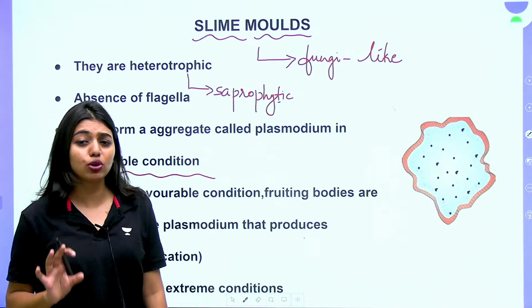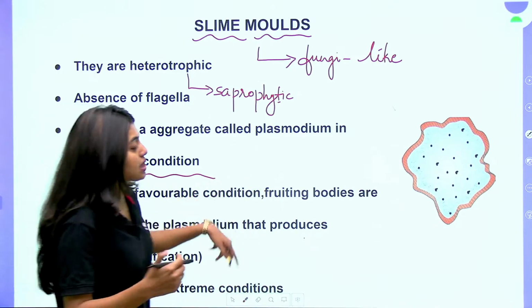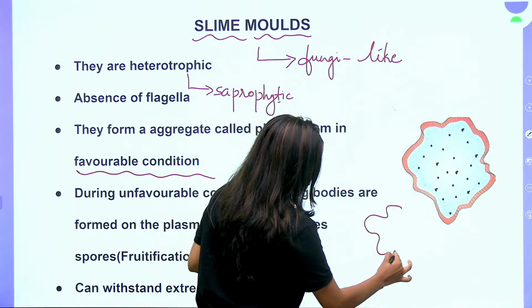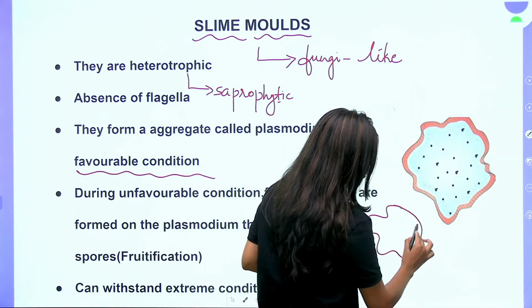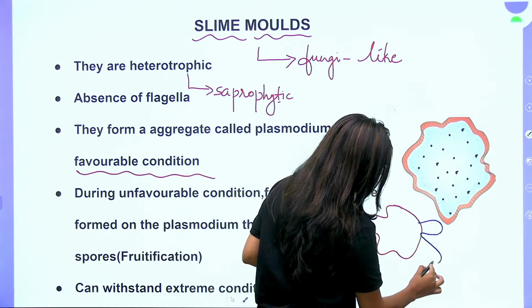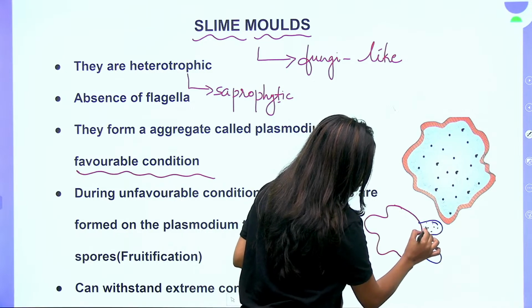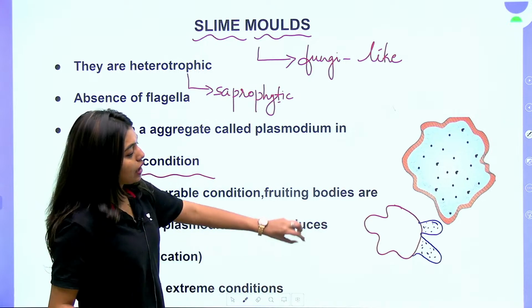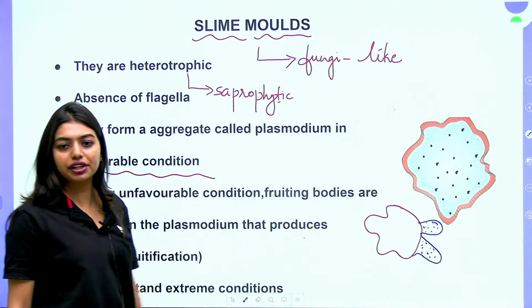Same way, slime mold knew that the condition could become unfavorable. So, what will it do on the plasmodium? This is your plasmodium. On the plasmodium, it is going to have fruiting bodies. It will have extra fruiting bodies like this, and inside these fruiting bodies, there are going to be spores. On the sides of this fruiting body, they are going to form spores. Got it?